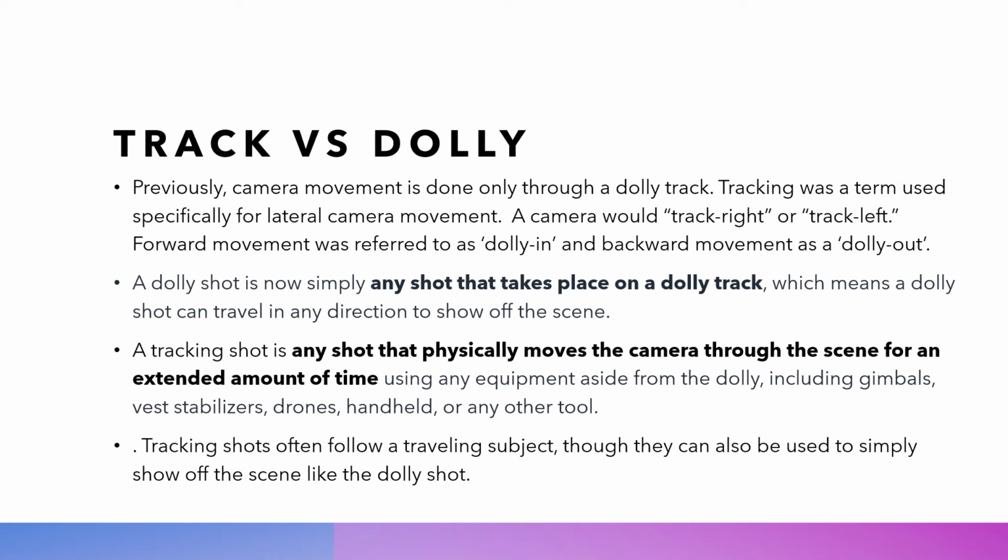A tracking shot is any shot that physically moves the camera through the scene for an extended amount of time, using any equipment aside from the dolly. This can be gimbals, vest stabilizers, drones, handheld, or any other tool. Now, tracking shots often follow a traveling subject, though they can also be used to simply show off a scene, like a dolly shot.